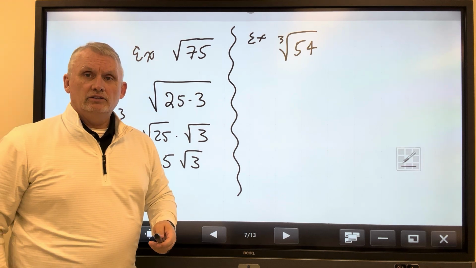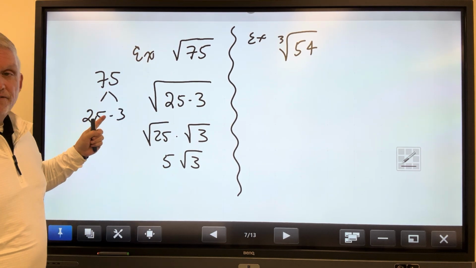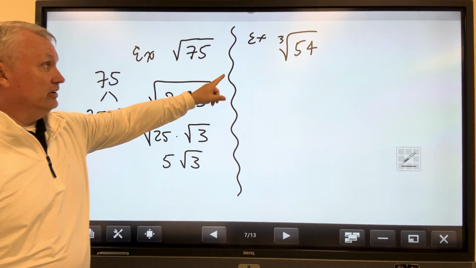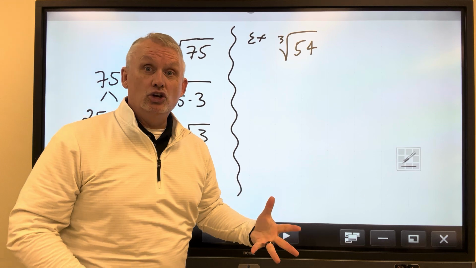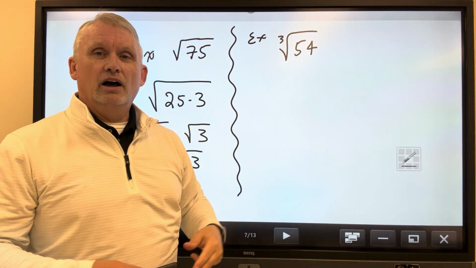Okay, so that's not bad. Again, just kind of breaking it apart. You can do the factor tree, but you're looking for the larger perfect square. Now look at this example. Now I got a cube. Well, I got to look for the largest perfect cube of 54.